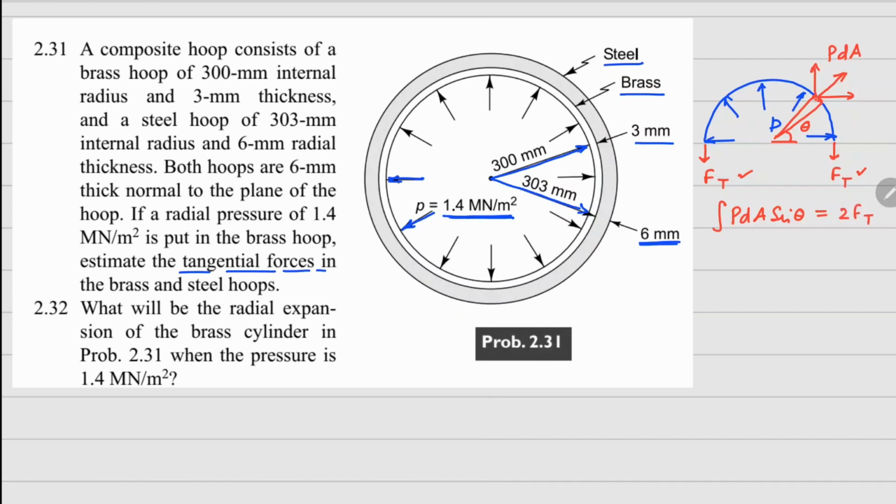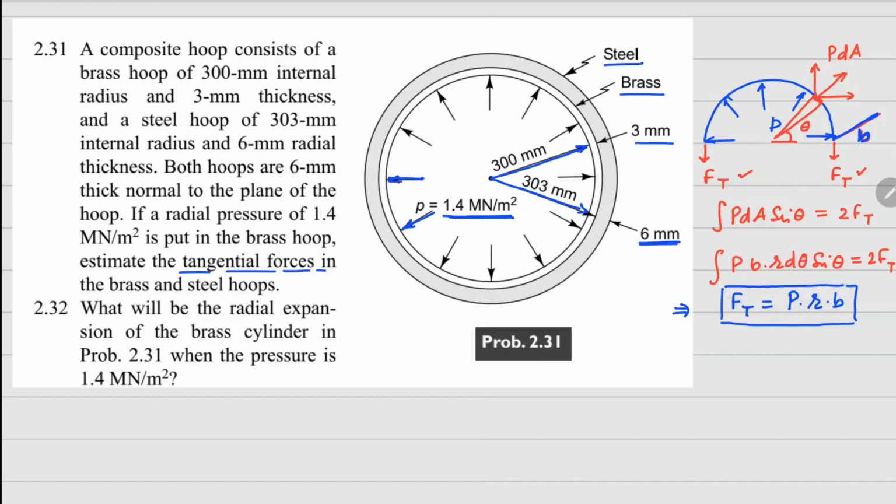Ft. Now your dA can be written in terms of outer plane thickness B times this arc length, which is going to be r d theta times sin theta, equals to 2 Ft. If I simplify this, I get Ft equals to P times r times B. So a tangential force for a hoop with internal pressure P, radius r, and outer plane width B is given by this formula.